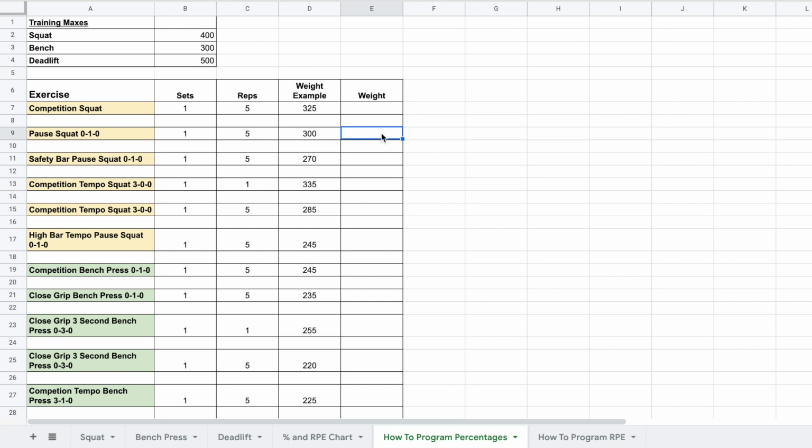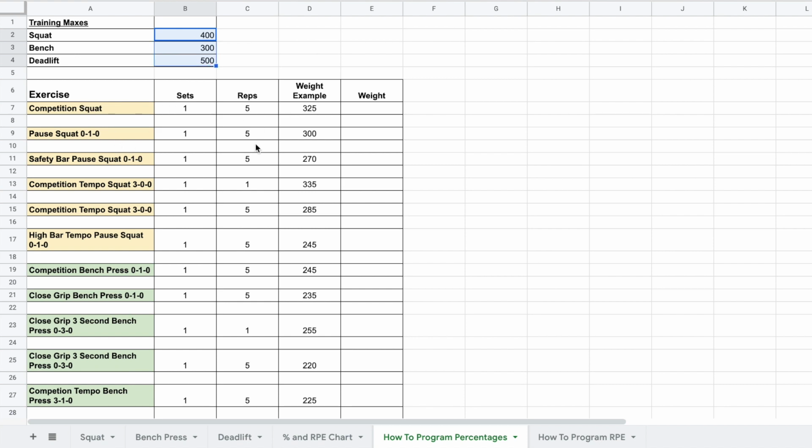But two, even if I program RPE, I'm still going to include a range. And so I still need to know how to calculate these. So let's take a look at everything. We're going to go with just the understanding of a squat max of 400, a bench max of 300, and a deadlift max of 500. That's our estimated 1RMs that we're working off of.